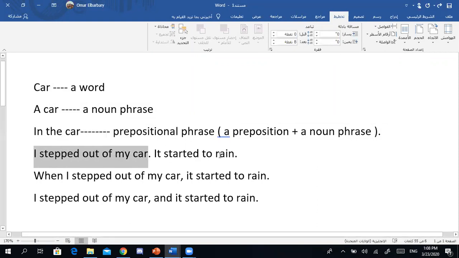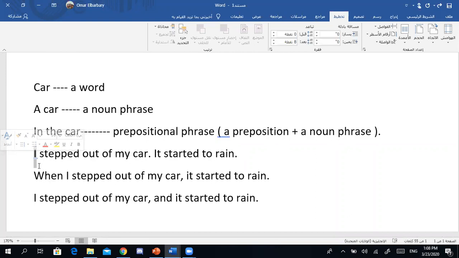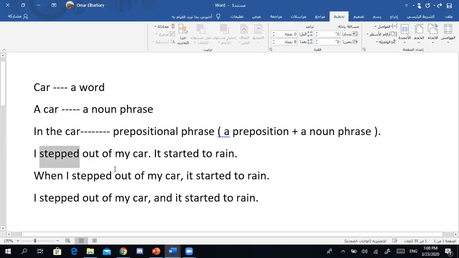Sentence. Why is it a sentence? It has a subject and verb. Very good. It has a subject and verb, plus it gives a complete thought. What's the subject here? The subject is my car. Excuse me? The subject, the doer of the verb. Who stepped out of the car? I. So I is the subject here. So where is the verb or the action here? Stepped. Wonderful. And of course, the whole sentence gives us a complete thought, right?